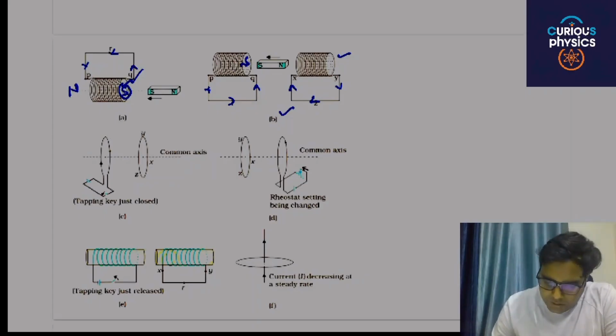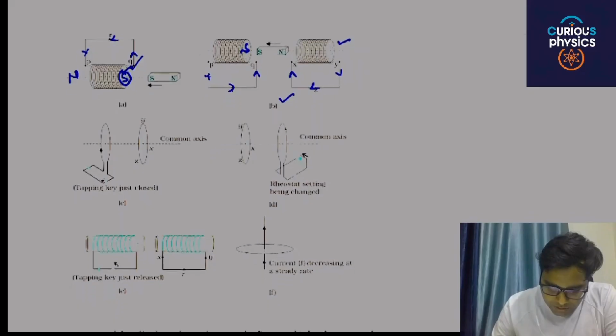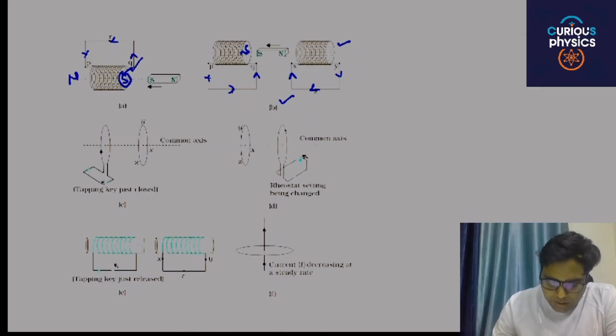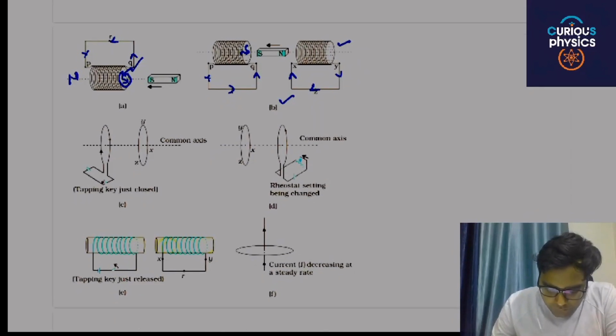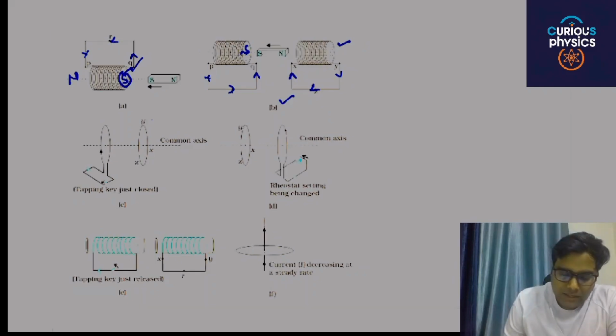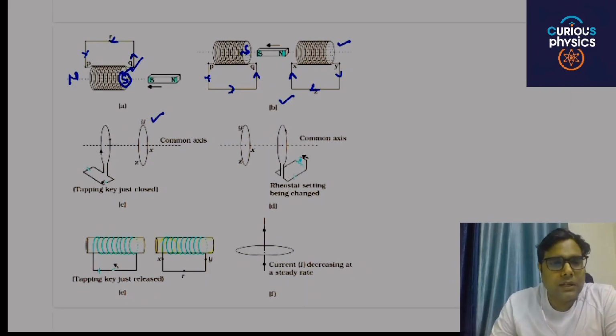Okay, next is part C. In part C, if you just tap the key, there will be an increase in magnetic flux in this XYZ loop. There will be an increase in magnetic flux in this particular loop, and the induced current tries to reduce the effect of this increase in magnetic flux, so it will generate current.